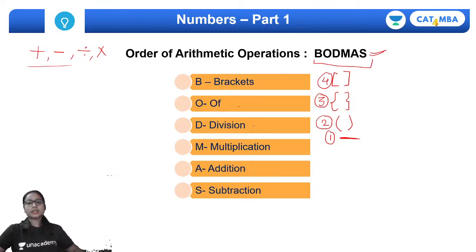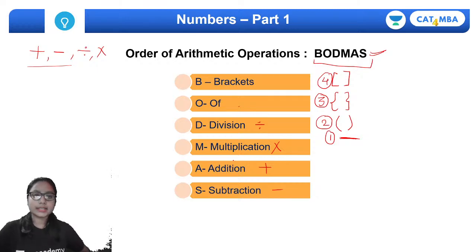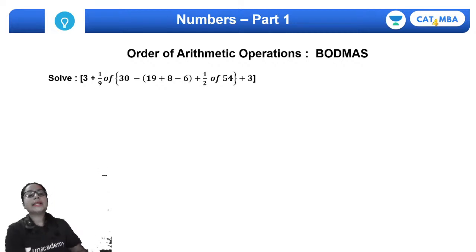After this we do the division. If the division operator is there, we do division. Then we have multiplication, then addition, and then subtraction. This is the order that we need to follow while solving such questions. I hope this is clear. Now let us solve a question using this order of arithmetic operations, which is BODMAS. Let us try to solve this question together.